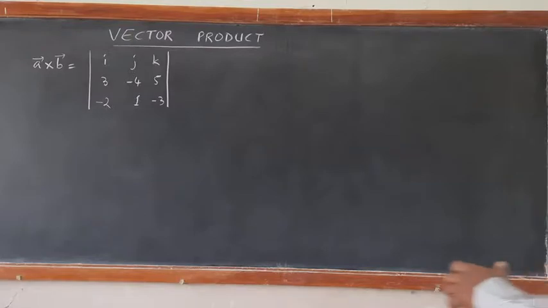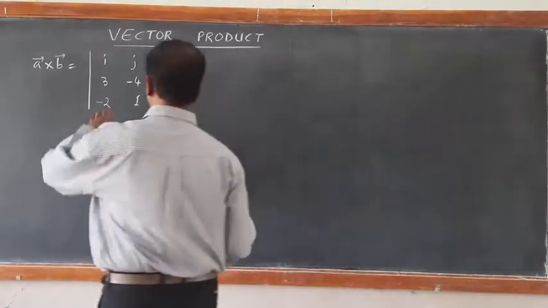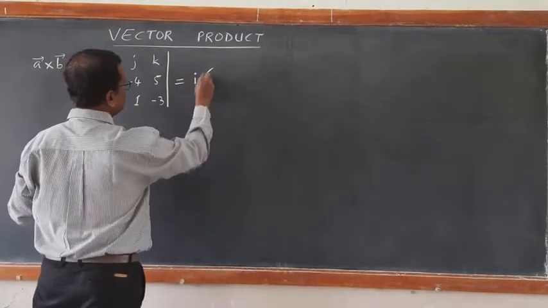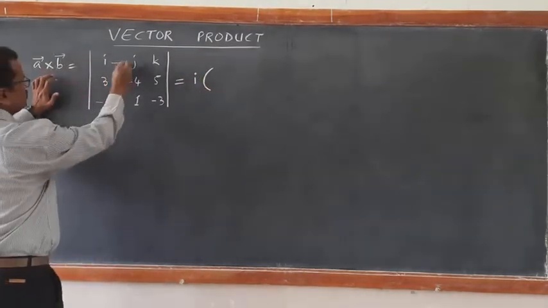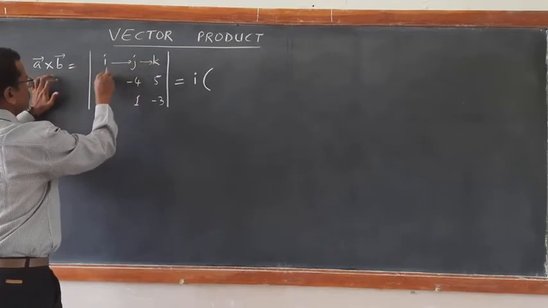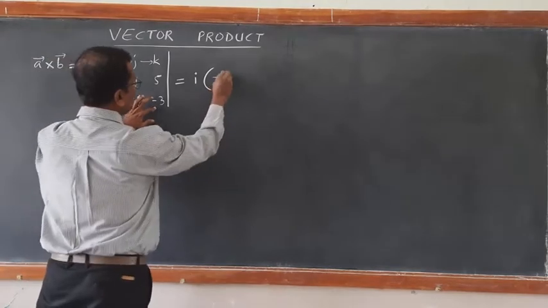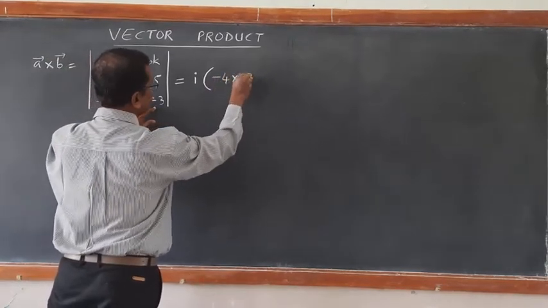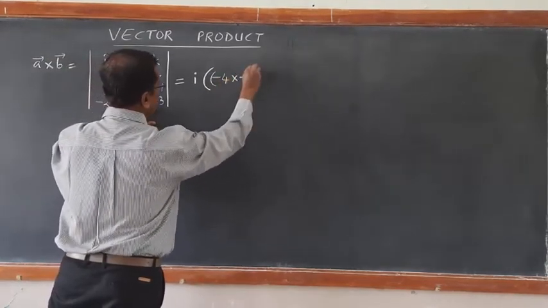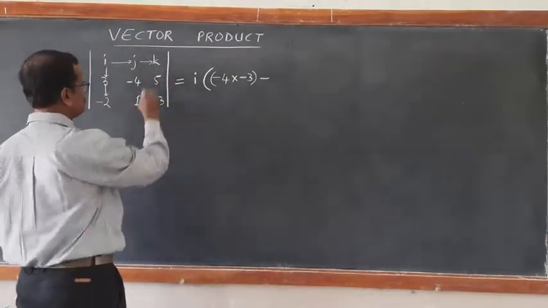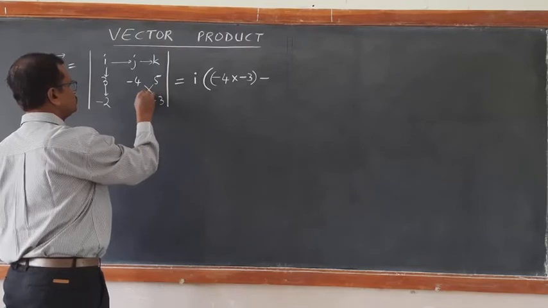Okay, now you can see the same components I have rewritten. Now first row, first column. So write I into brackets. Leave first row, first column. Then you are left with minus 4 into minus 3, minus 5 into 1.